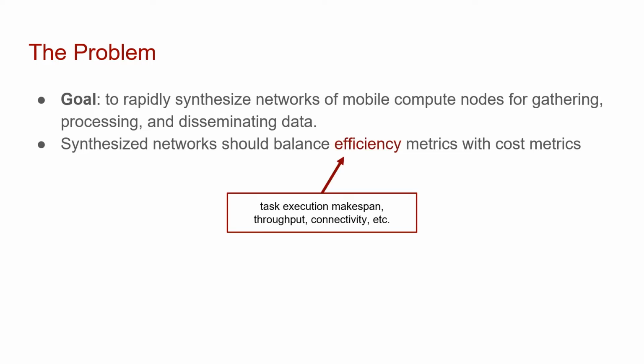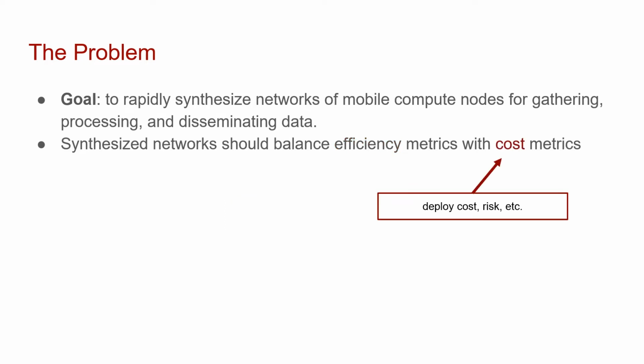Efficiency metrics may include task execution makespan, which is the total time to execute a given task on the network, or other metrics. The cost factor could also be interpreted in many ways. In the example later in the presentation, we'll use a combination of deploy cost and risk.